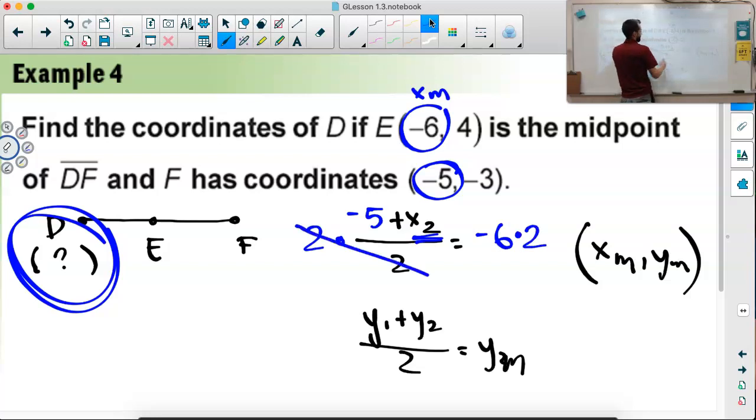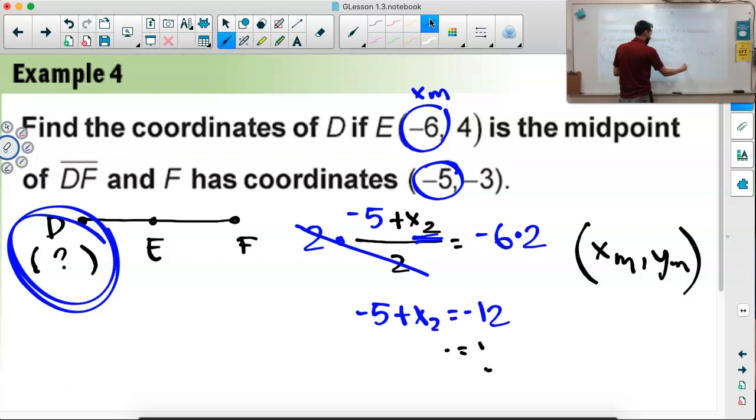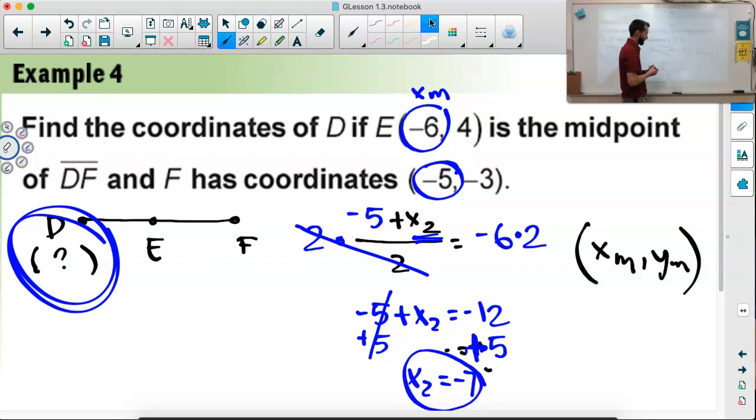Okay. I'm going to erase the second one for a minute so we can kind of do our math here. My board does not want to erase right there. All right. So you got negative 5 plus x2 equals negative 12. And then I'm going to add 5 to both sides. All right. And you get x2 equals, that's a plus 5. I want to make sure. Negative 12 plus 5, negative 7.